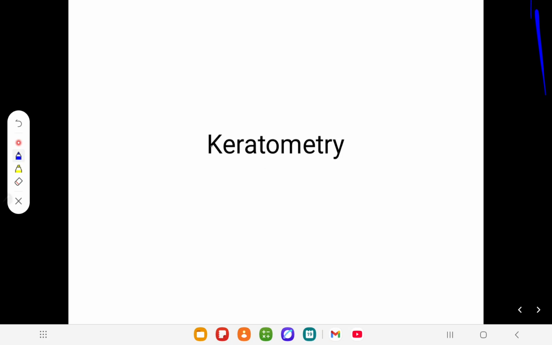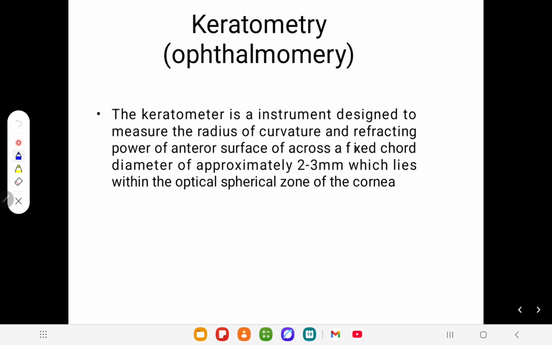Okay, let's discuss keratometry. Today's discussion topic is keratometry, and it's a very fascinating procedure. Basically, keratometry is an instrument designed to measure the radius of curvature. Definitely, we measure the radius of curvature, and after that, we convert it to power, isn't it?